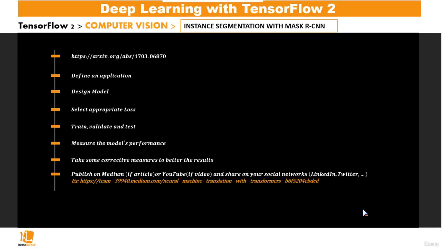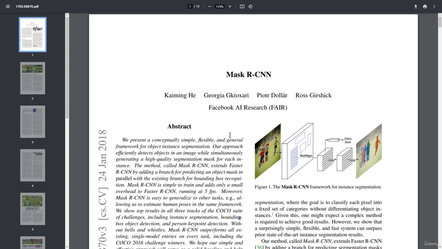We've just worked on object detection, and now we shall be doing instance segmentation with the Mask R-CNN model. The paper on the Mask R-CNN is downloadable via this arXiv link right here. The Mask R-CNN paper was published by Kaiming He, Georgia Gkioxari, Piotr Dollár, and Ross Girshick of Facebook AI Research.